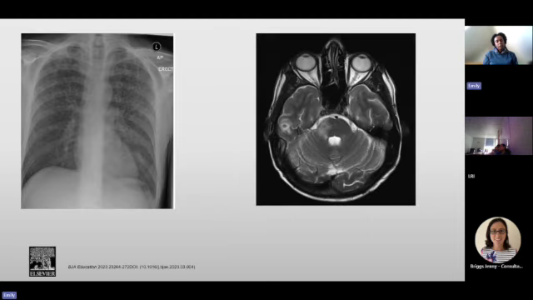So that's a picture of a patient with miliary TB. You can see the millet seed-like picture, and now the tuberculoma.